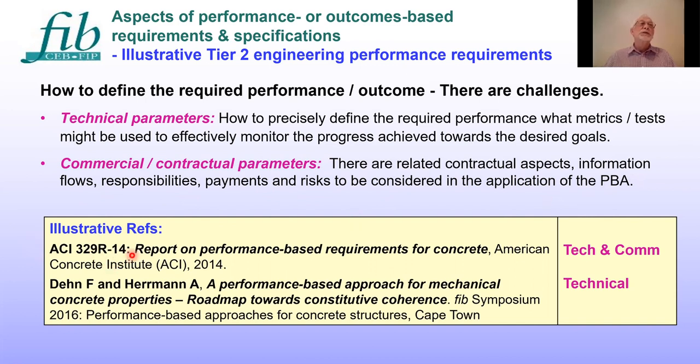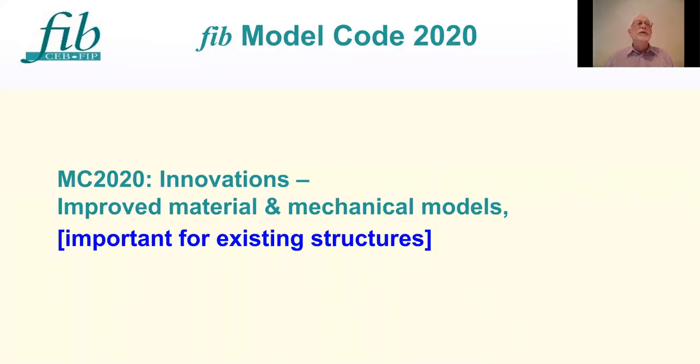I give you two illustrative references, one by the American Concrete Institute, their report 329, that deals with technical and commercial aspects, and then a paper by Den and Herman on the performance-based approach for mechanical concrete properties, and that one is technical in nature. So let's move on and talk a little bit about some of the innovations incorporated in Model Code 2020. Let's start with improved materials and mechanical models. Of course, these are very important for existing structures.